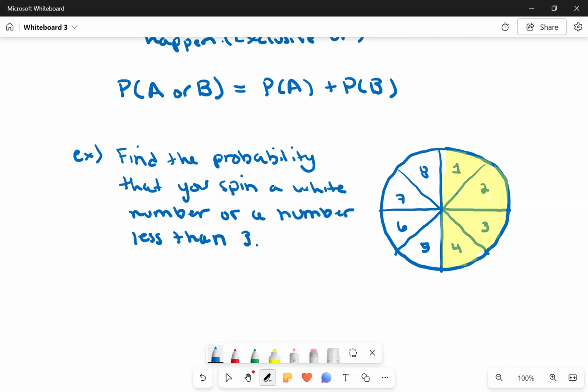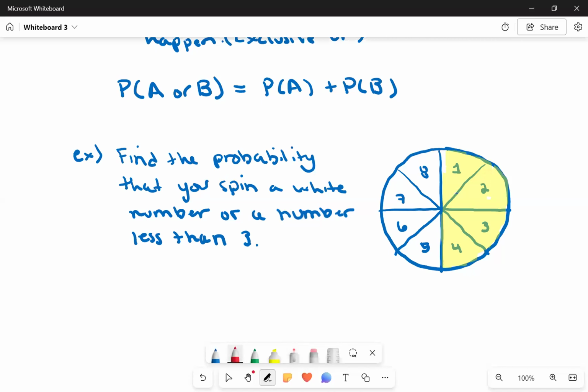Okay, so a white number and a number less than 3 are mutually exclusive. So really quick, a number less than 3 would be 1 or 2. Those two qualify because both of those numbers are less than 3. All right, so 1 and 2 happen to be on the yellow side. Therefore, they're not going to be white. So this would be exclusive.